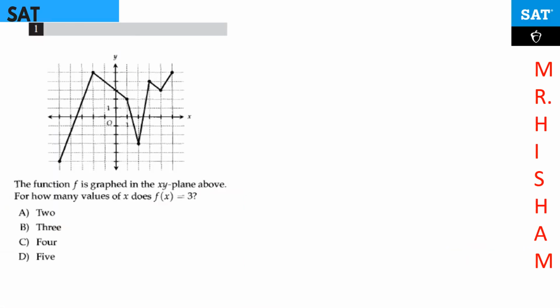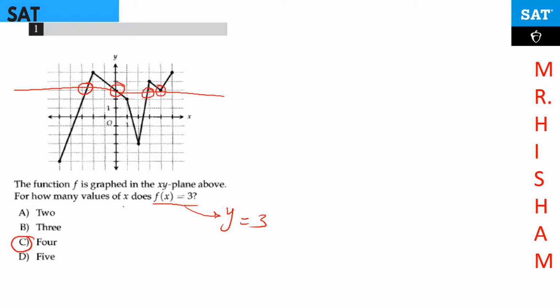The function f is graphed in the xy plane above. For how many values of x does f(x) equal 3? f(x) equal to 3 is the same as the straight line y equals 3. And we know that y equals 3 is a horizontal line which passes through the point 3 and is parallel to the x-axis. So clearly we can see that this straight line intersects the curve at 4 points. So the answer is C.